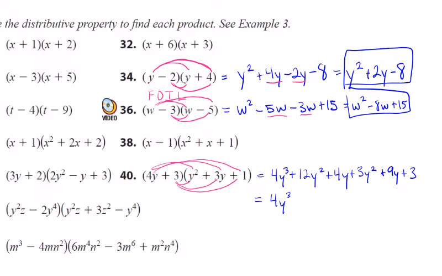The 12y squared has a like term, 3y squared, right? So 12y squared plus 3y squared is 15y squared. All right. And then the 4y has a like term here, 9y. So I add those together and we get 13y. And then the 3 is all by itself, no other constants. So it's just going to be plus 3.